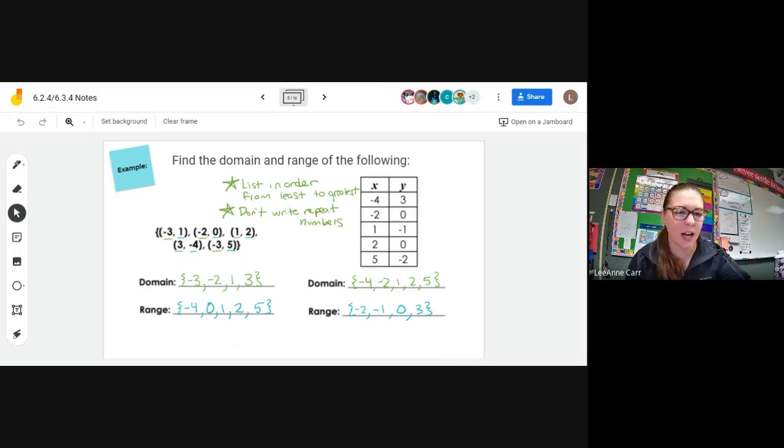If one is a negative and the other is positive, I get that question a lot, Akaya. Good one. It has to be exactly the same to be considered a repeat. So if there's one negative and one positive, those are different numbers. So you will write both the negative and the positive one. Good question.